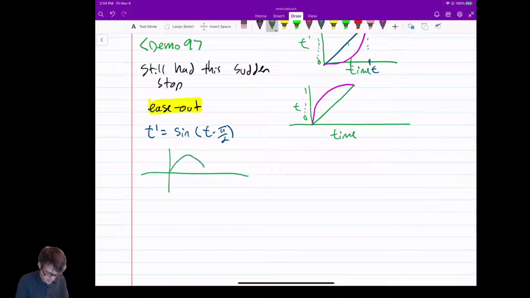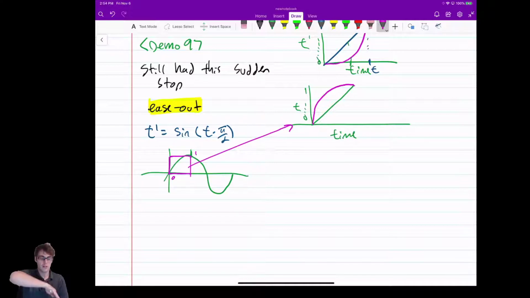My sine function is like this. And then what's going to happen here is pi over 2 is right there. So I'm taking this region here, and when t is 0, I get 0. When t is 1, I get pi over 2. So I'm taking this region here and mapping it to my t prime, which starts at 0 at the bottom and 1 at the top. So I'm actually going to get my desired pink line. Really nice. So let's just go look at the code.